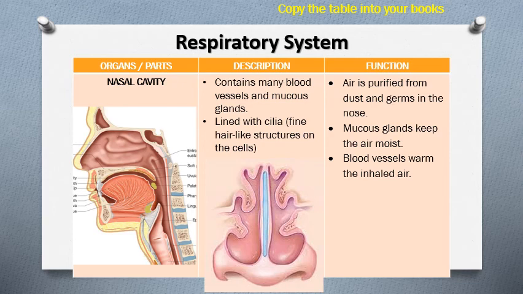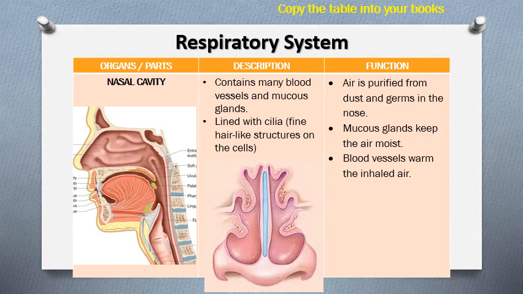Okay, and what happens is as the air passes through, it's purified of our dust and germs in the nose. There's mucus glands that moisten the air and also trap any dirt and dust. And then lastly, there are blood vessels, lots and lots of blood vessels that line your nose. This is why your nose can easily have a nose bleed. Okay, that's because there's lots of blood vessels lining the nose, and those blood vessels transfer heat from the blood into the air, warming the air.